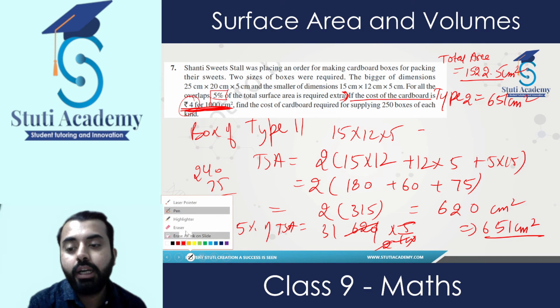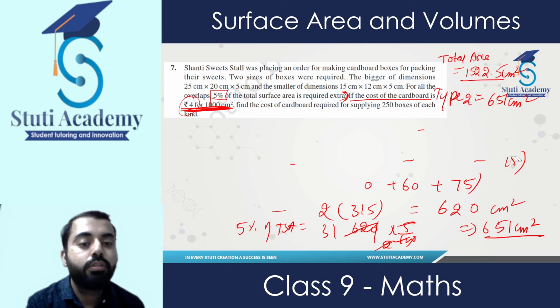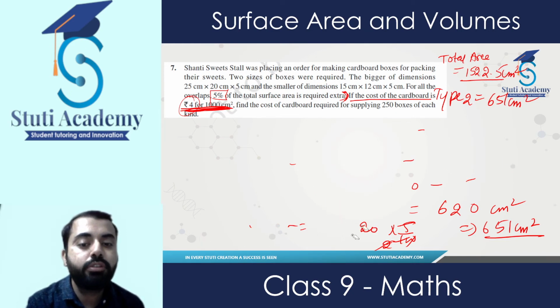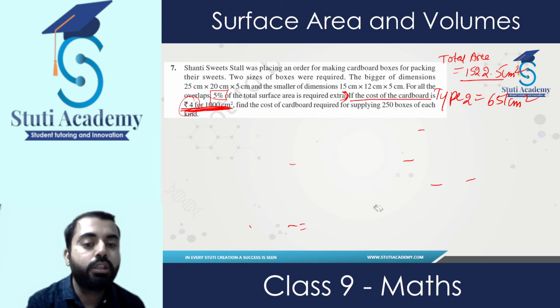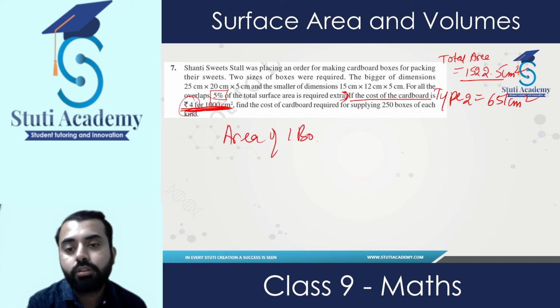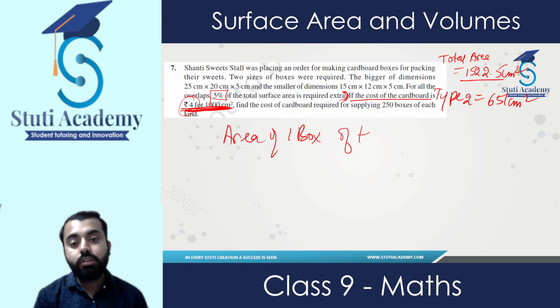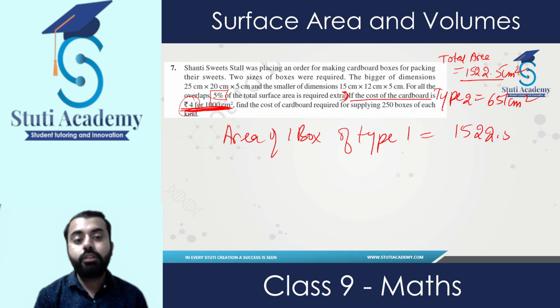Now I have been given each of type 1 and 2. I have to take 250 boxes. Total surface area of 250 boxes of type 1, I will be having what? I knew this: area of one box. If I had to find out the area of one box of type 1, it was what? 1522.5, right?